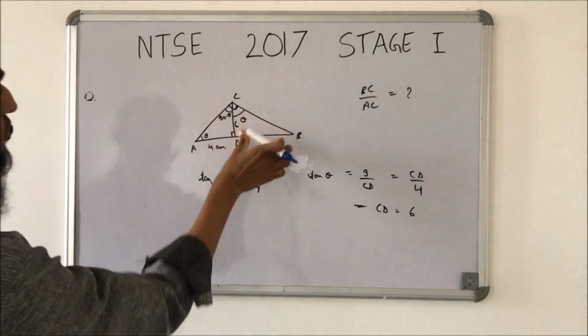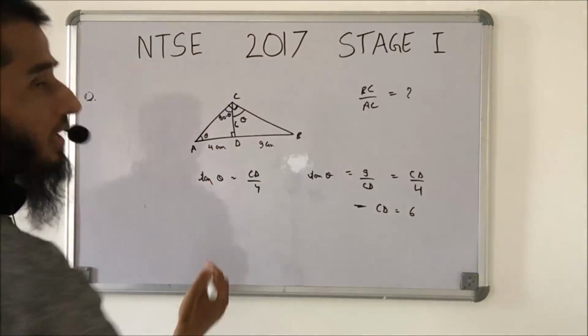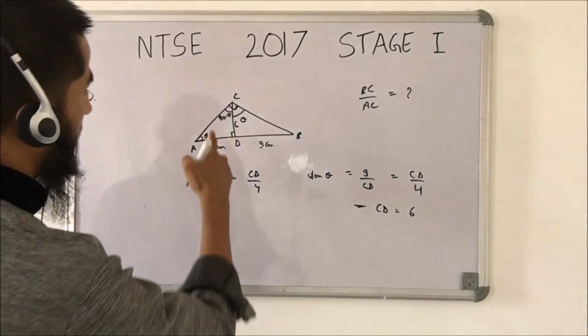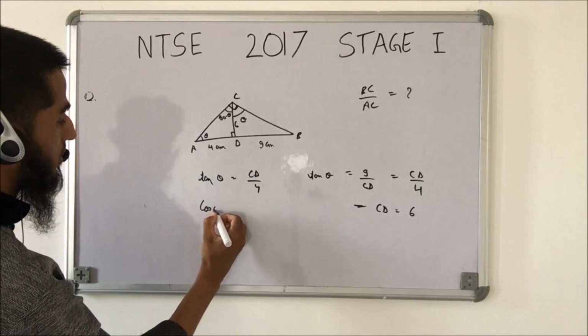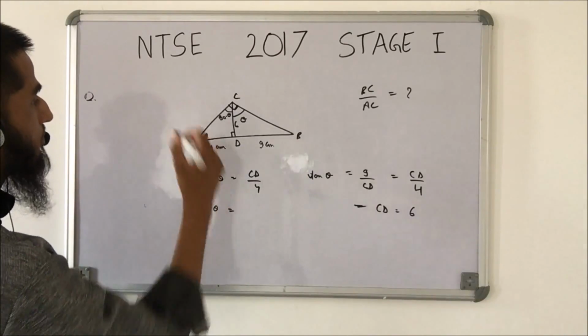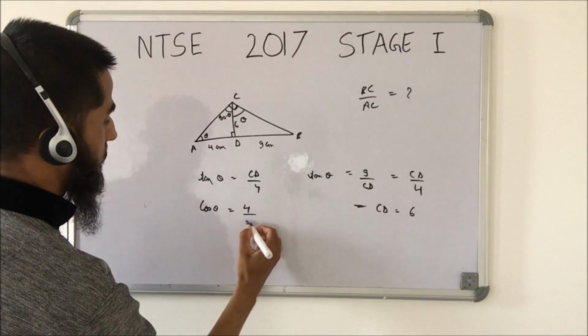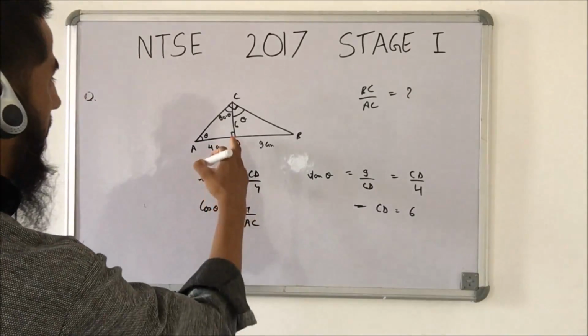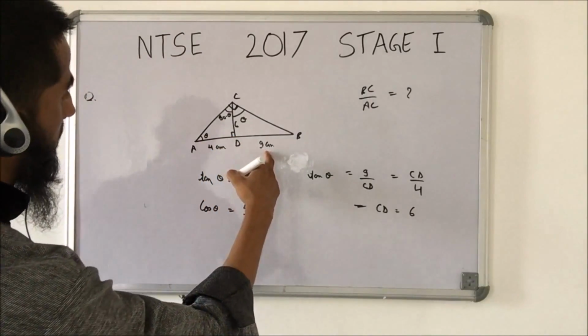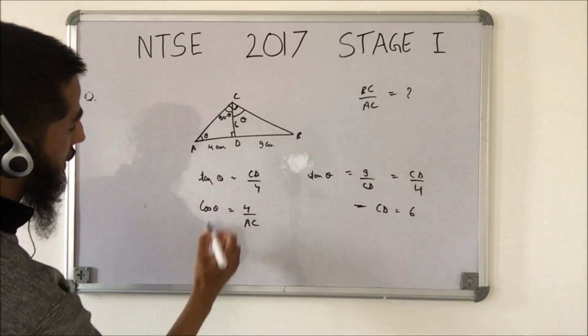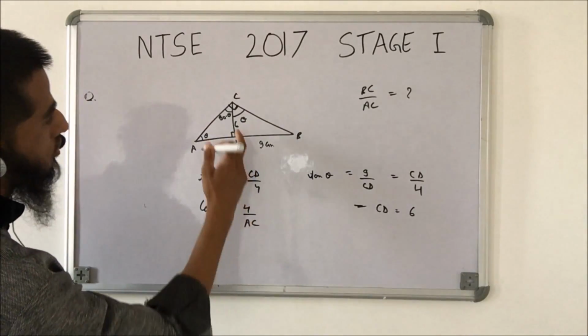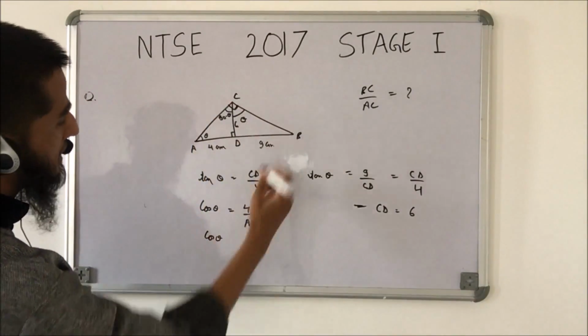Now CD is equal to 6. Now we need to find out these two ratios. So again we take this triangle, and in this triangle, cos theta is equal to 4 by AC. And in this other triangle, cos theta is 6 by BC.